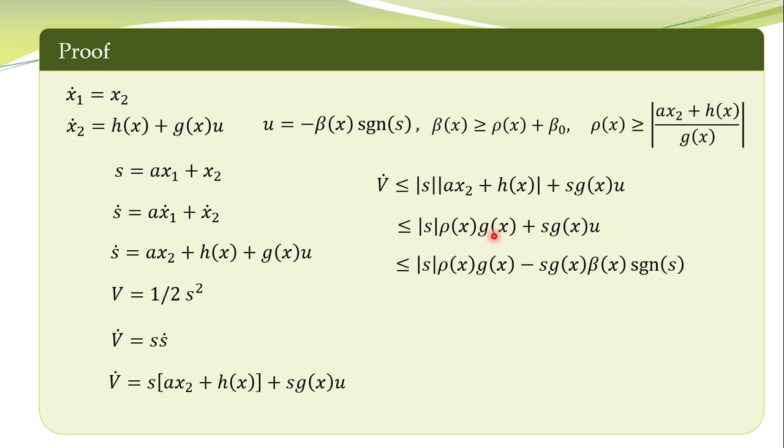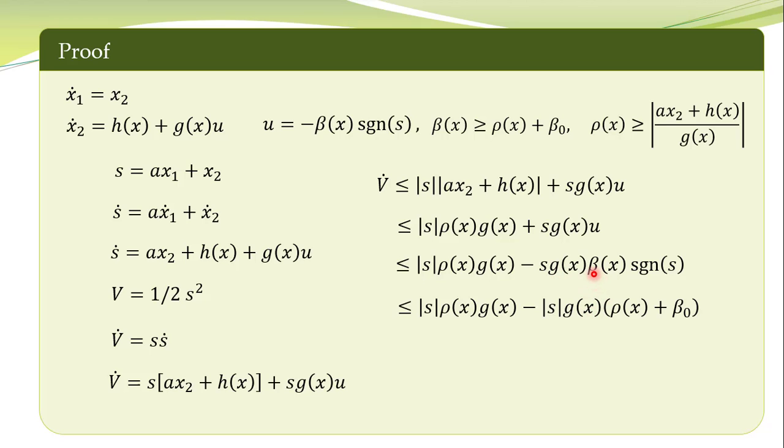And what we have done here is we have substituted this control action, that is u is equal to minus beta of x into signum of s. What is s multiplied by signum of s? What is that? S multiplied by signum of s is equal to the absolute value of s, right? And this g of x is written as it is over here.